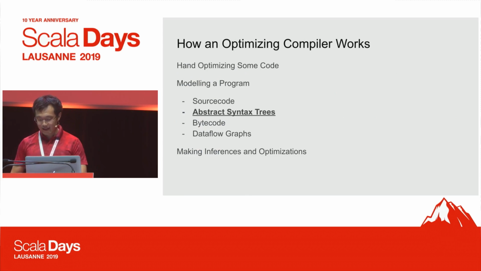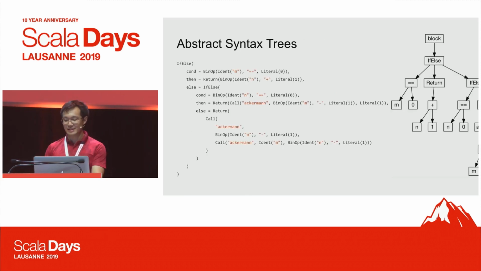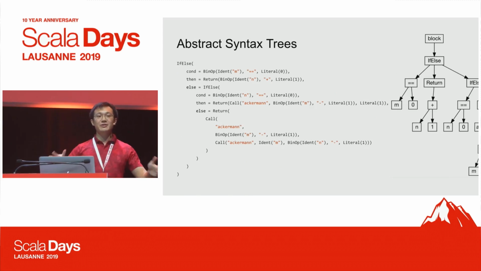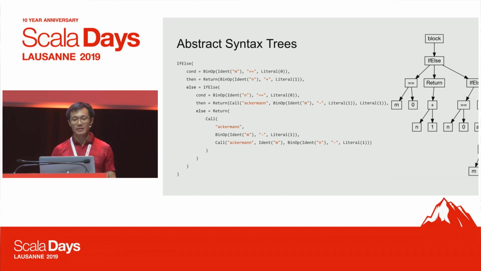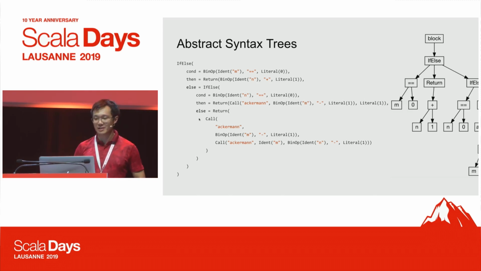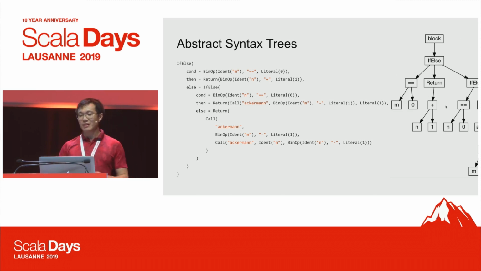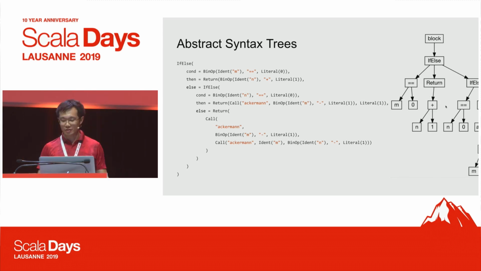The next thing that we look at is abstract syntax trees. Abstract syntax trees basically take the thing that you parse out of the source code as a hierarchical tree structure and give it to you to work with. So here's the abstract syntax tree of the Ackermann function we saw earlier, laid out as a diagram, as a tree. You can see it more or less matches the hierarchical structure of your source code.